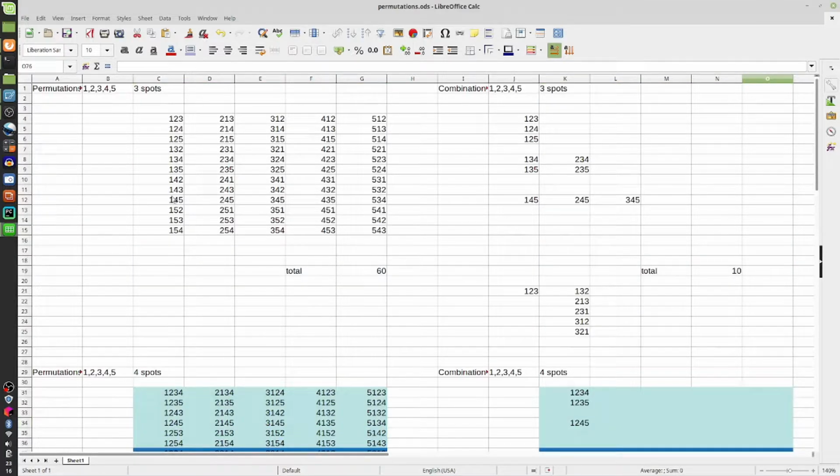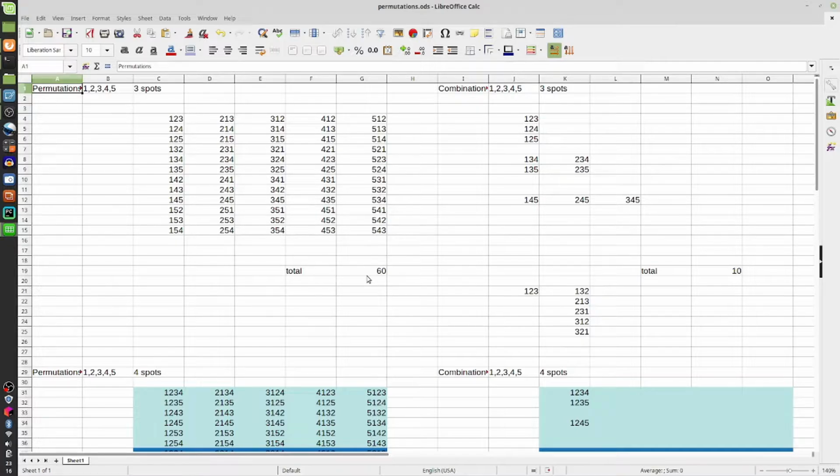What we have in the upper left is a table on permutations. Basically what I'm asking is, I have the numbers 1 through 5, 1, 2, 3, 4, and 5, and I want to fill 3 different spots. How many different ways can I fill those 3 different spots? You'll see you have 1, 2, 3, 1, 2, 4, 1, 2, 5, 1, 3, 2, and you can go through all these. In total, we have about 60 different permutations that we can find.